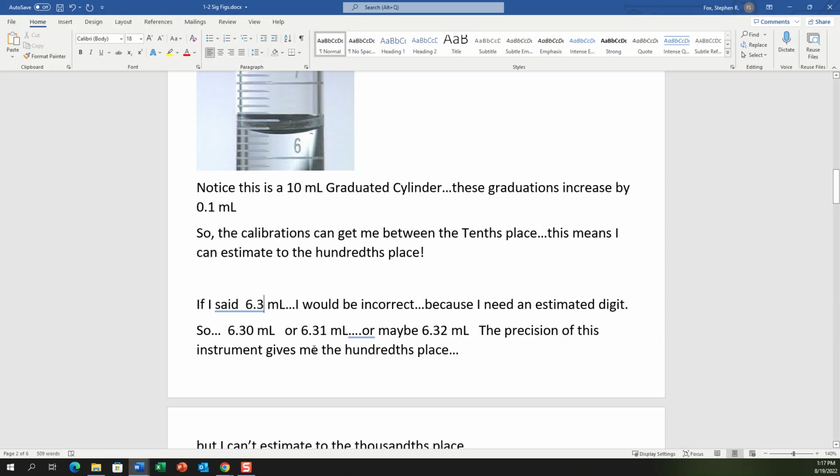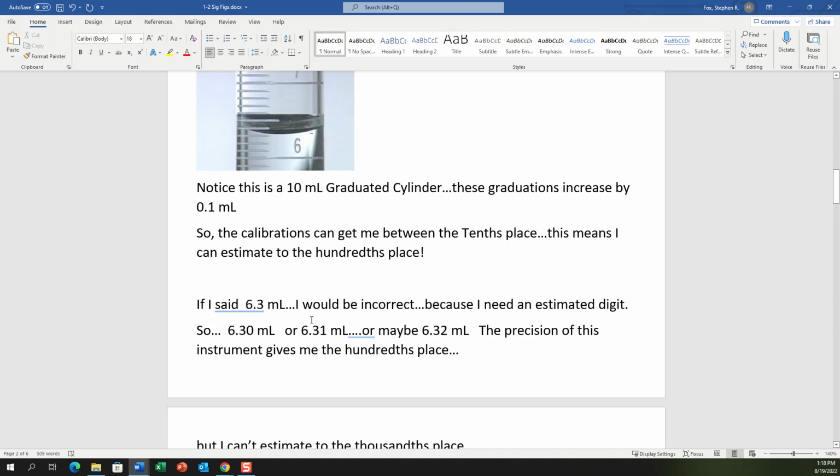Now, somebody else might look at it and say 6.31. That's perfectly fine. Somebody else might even say 6.32. But I need that estimated digit. So even if that estimated digit is a 0, because it falls right on the calibration mark, right on the graduation, if you're allowed an estimated digit, you need to take it.